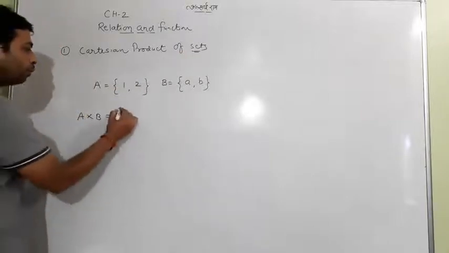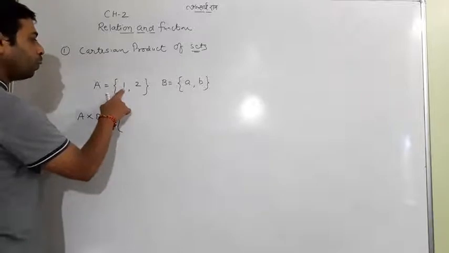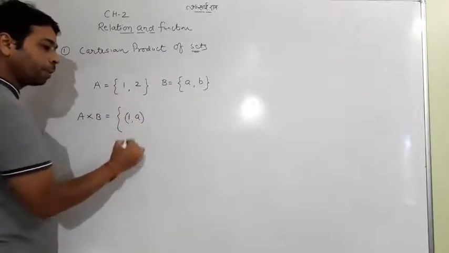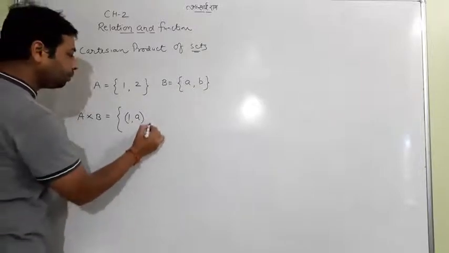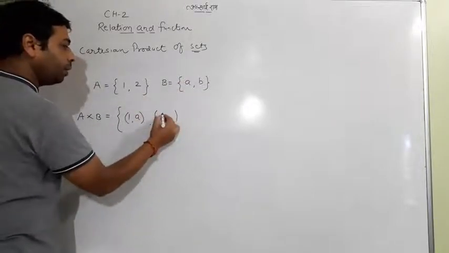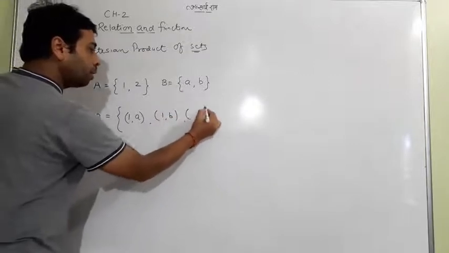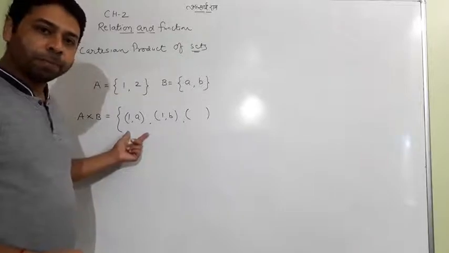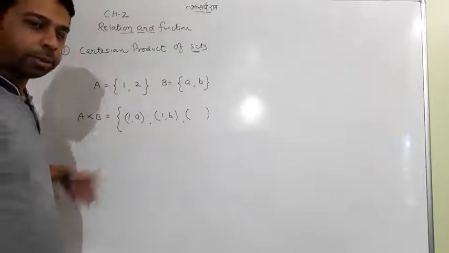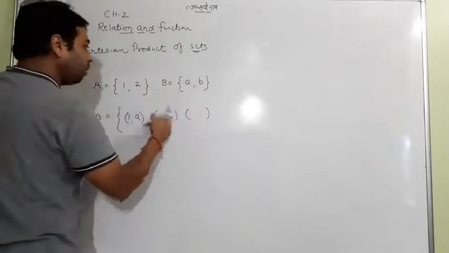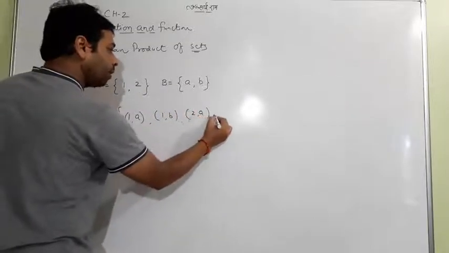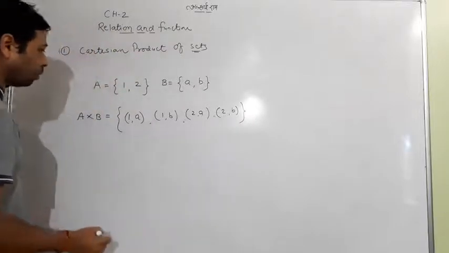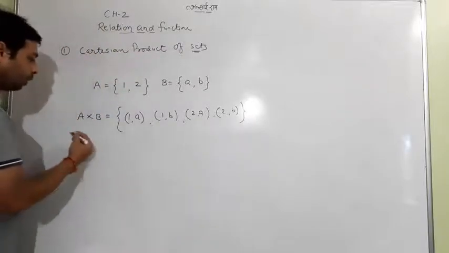And how they form, that is very simple. First element 1 and second element a, (1, a), written in a bracket, that is an ordered pair. Then 1 and b, that's very simple. All possible elements you have to write in brackets. That is called an ordered pair, and this is a Cartesian product's element. So (1, a), (1, b), (2, a) and (2, b). So this is enough. I think you have got what A cross B is.